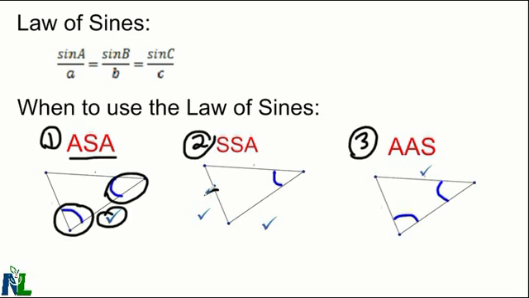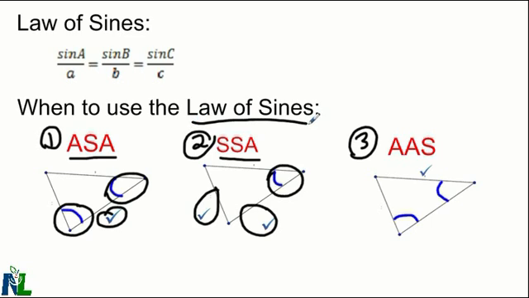If we have a side length, next to that, another side length, and then an angle, the condition that we have is side, side, angle, and we would use the law of sines. And the third condition is angle, angle, side. So we have an angle, another angle, and a side length. So let's just look at a couple of examples.